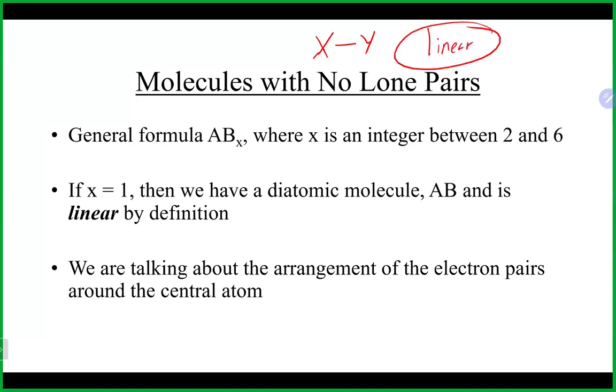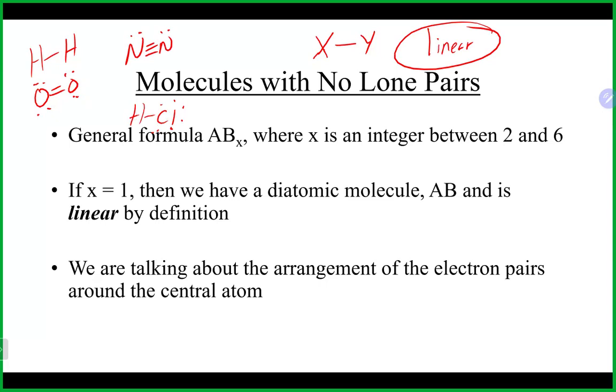That is like a no-brainer. It does not matter if it is single bonded. It does not matter if it is double bonded. It does not matter if it's triple bonded. These are all going to be linear for the geometry. It doesn't matter if they're two different things. It will also be linear.